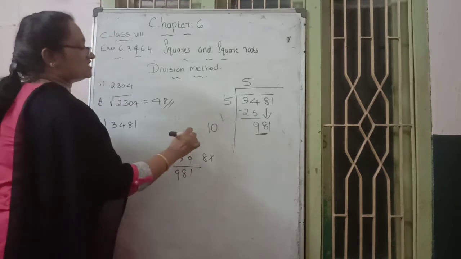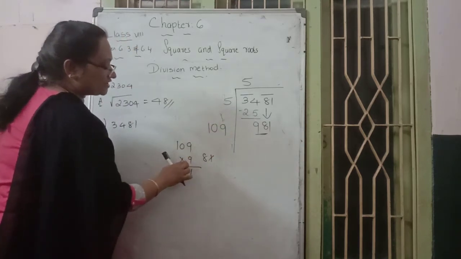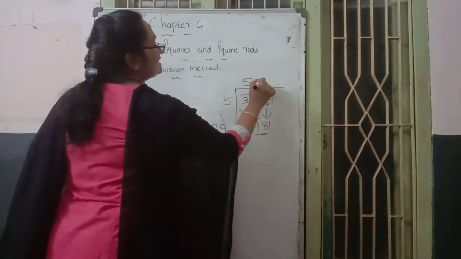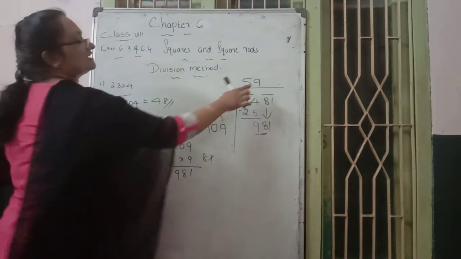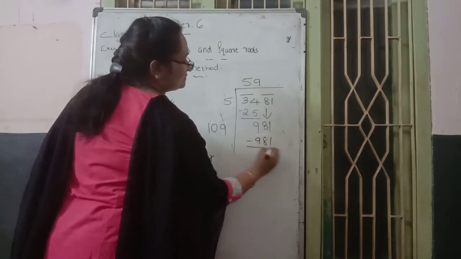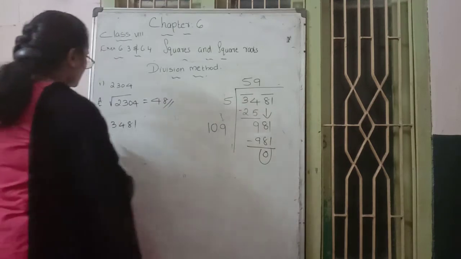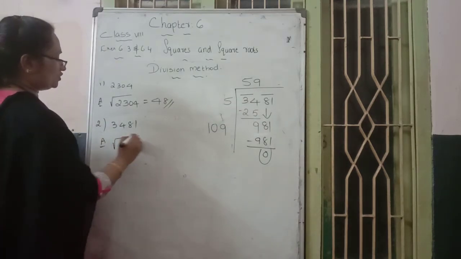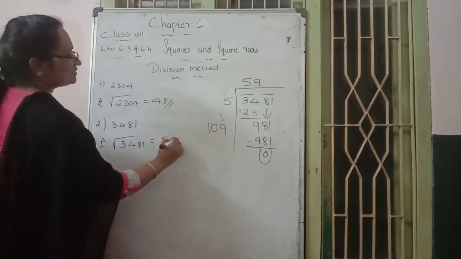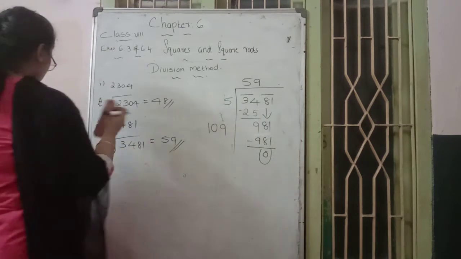So that is the correct answer. So 10 is joined with which number? 9. And which number is used to multiply? 9. That second 9 multiplies 9. Write it on the quotient place. We get the same answer. That's why, at subtraction time, the remainder becomes how much? 0. So what can we say, the square root of 3481 becomes how much? 59 is the answer. In this way we can solve this one.